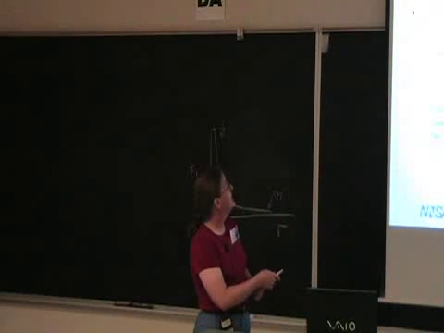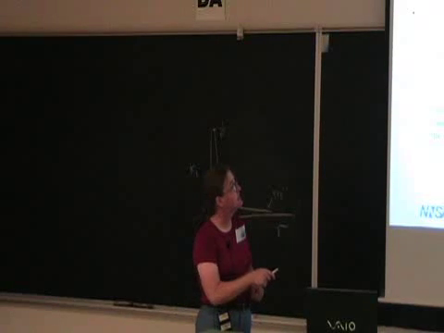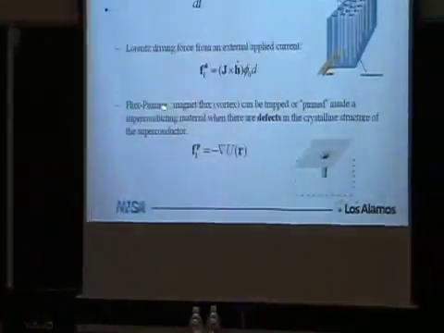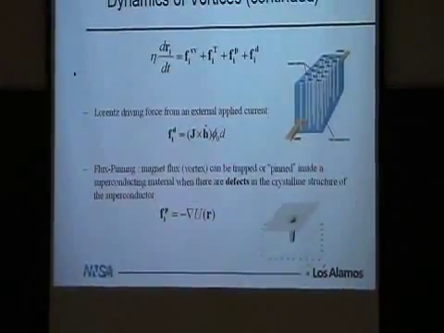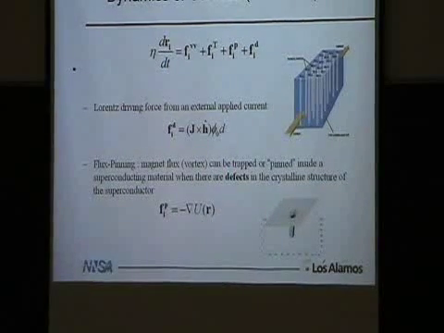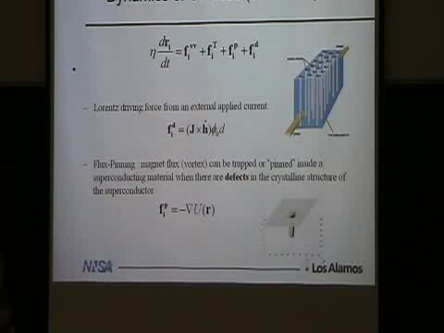Okay, the other forces: we have a Lorentz driving force, which is coming from an external applied current. As I said, this is just J cross B. And then the pinning force, which is going to be our substrate potential. We represent this very simply. Often we just represent defects as little parabolic traps. On the next slide, I'll show you how we're representing the asymmetric potential that we're using in this system.